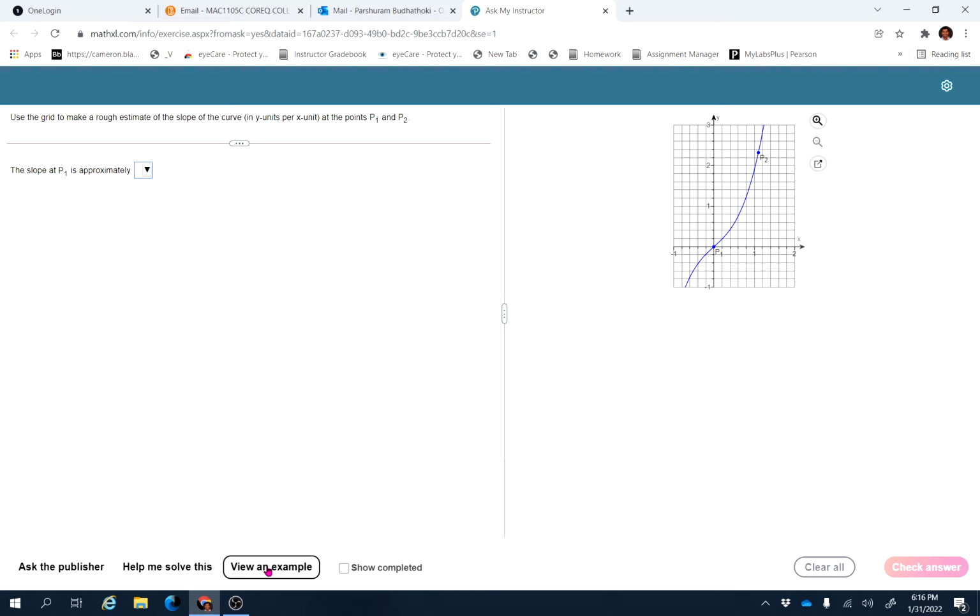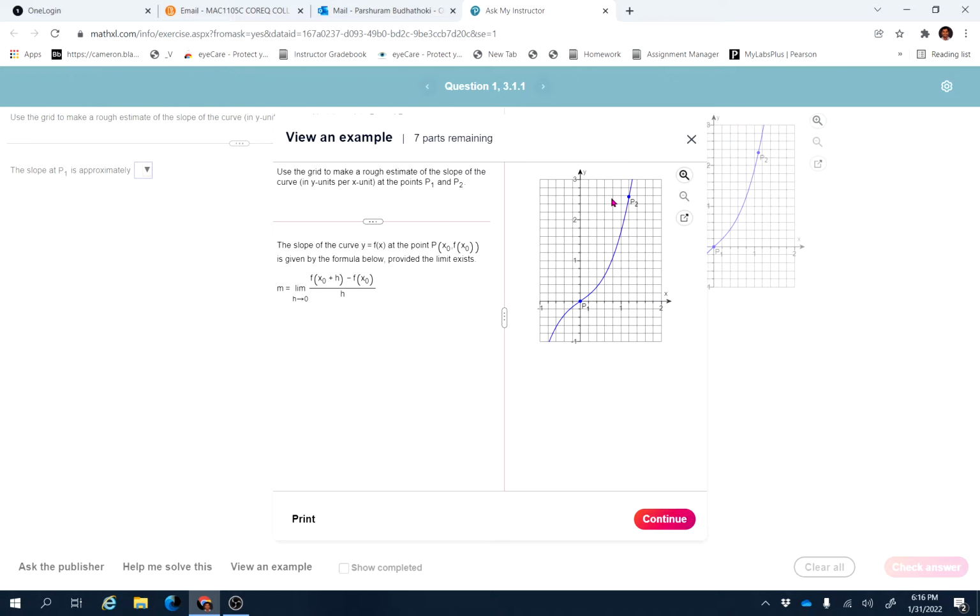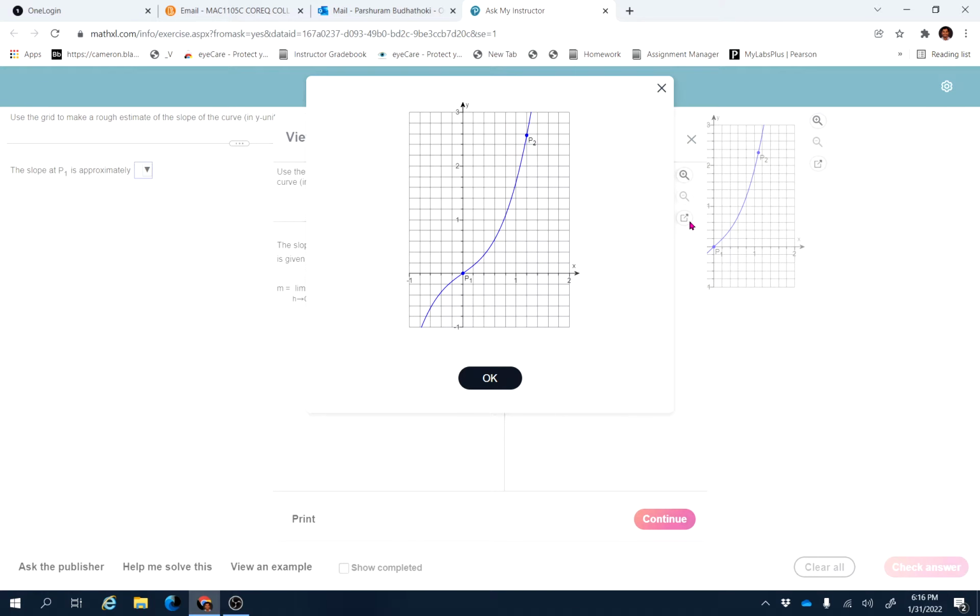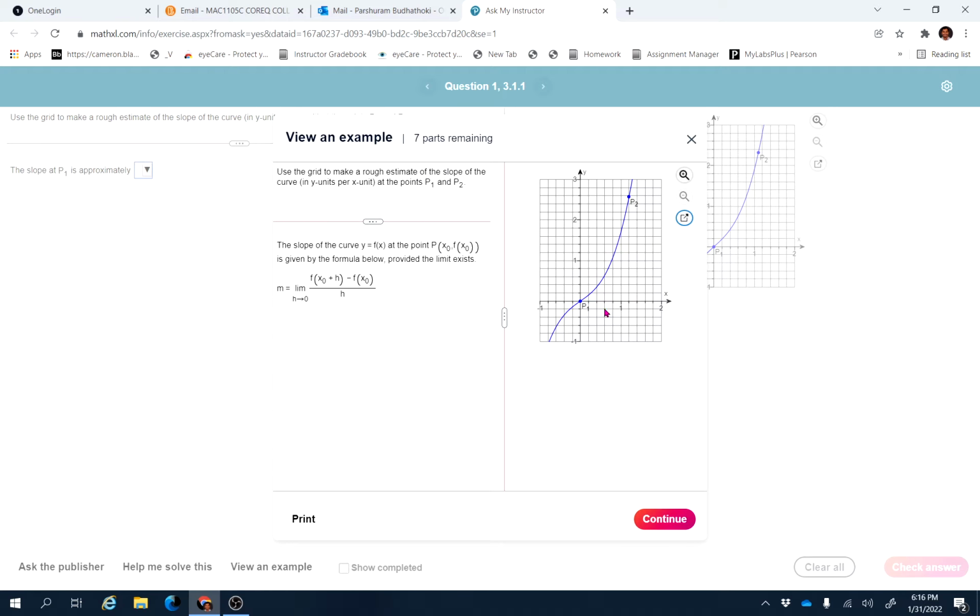I'm going to use an example here because that would be easier for me to explain things. So let's go here. Very same example, very similar type of example. Here is the P1 and here is the P2. We would like to find out the slope of the tangent line through this point P1 and P2. Okay, so for that we need to draw a line and then find the slope of that line.